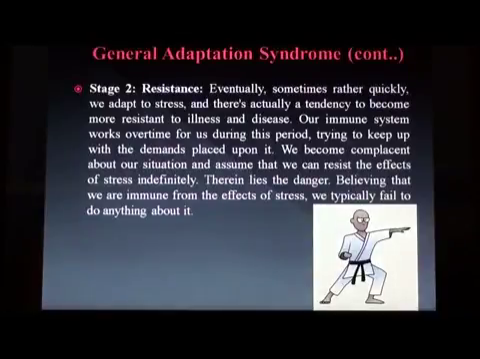In stage 2, which is the resistance phase, sometimes rather quickly it comes to the individual, and in this stage we adapt to stress, and there is actually a tendency to become more resistant to illness and disease. Our immune system works overtime for us during this period, trying to keep up with the demands placed upon it. We become complacent about our situation and assume that we can resist the effects of stress indefinitely. Therein lies the danger. Believing that we are immune from the effects of stress, we typically fail to do anything about it.